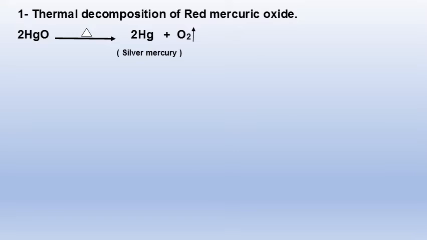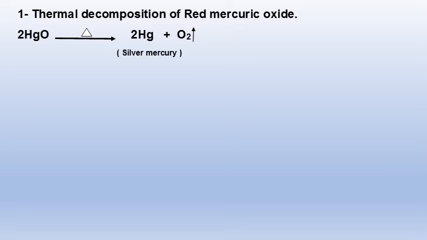evolving gas. Okay, so the chemical equation of the thermal decomposition of red mercuric oxide must be written like this equation. HgO, this is mercuric oxide, by the effect of heat, the triangle represents the effect of heat, producing two elements which are mercury, silver, and oxygen. Pay attention, mercuric oxide has a red color, but mercury only has a silver color.